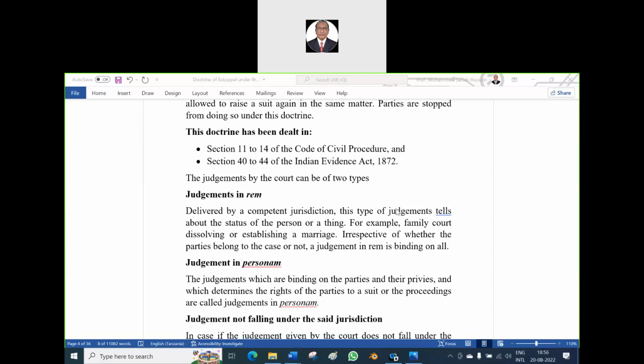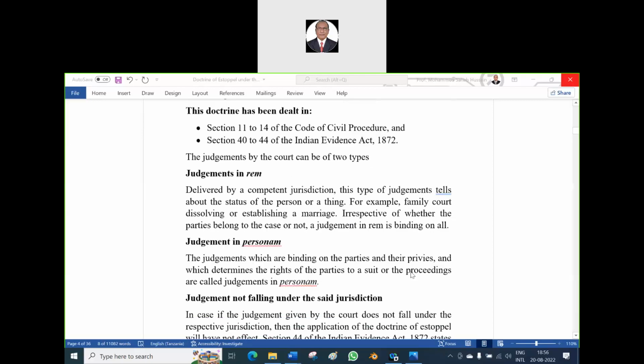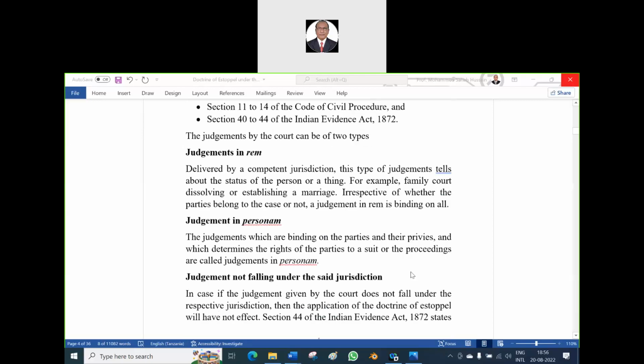So in rem means in the world. So throughout the world. Decision at large. So it applies to the whole world. But participants are not giving the answer. Judgment in rem means any judgment which is given at large, and when it comes to the matter of personam, it is concerned with the persons.